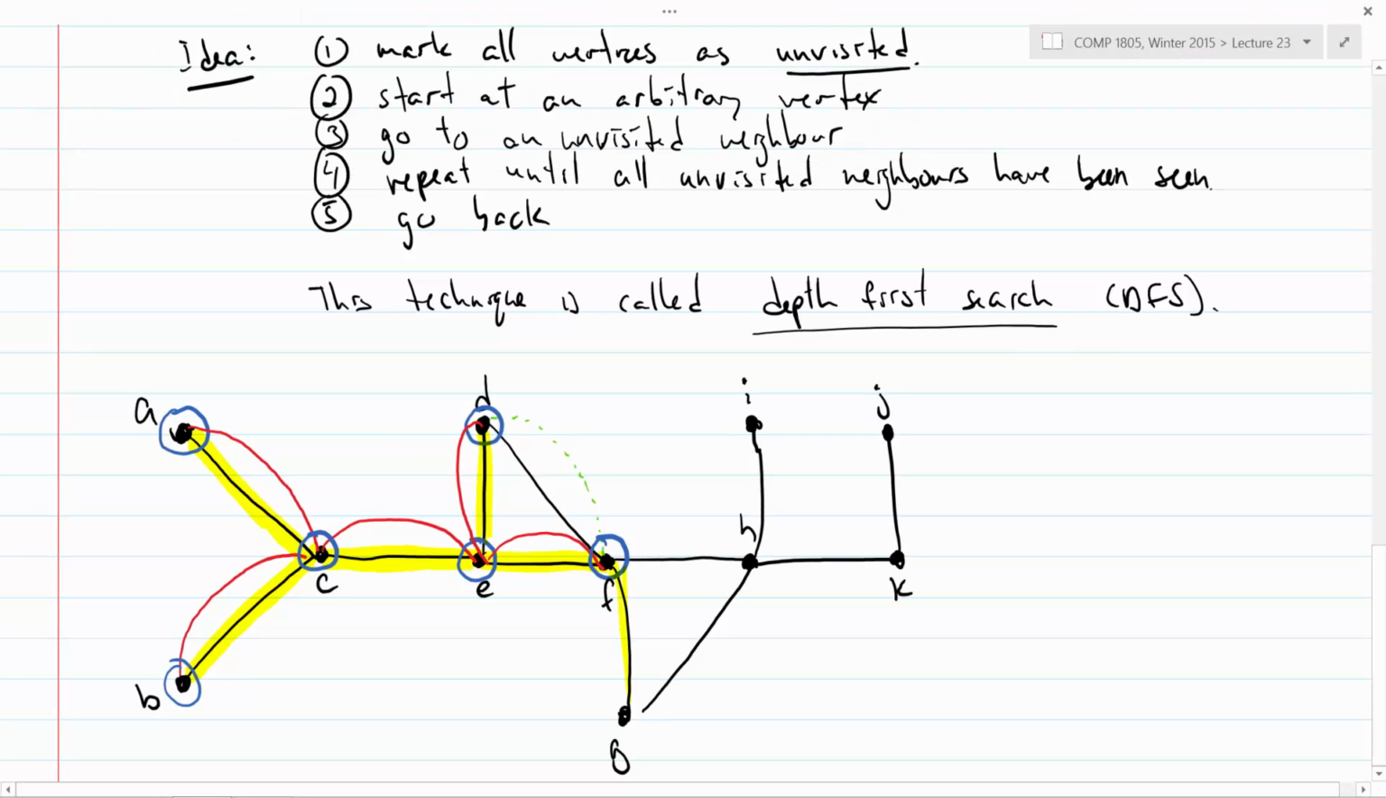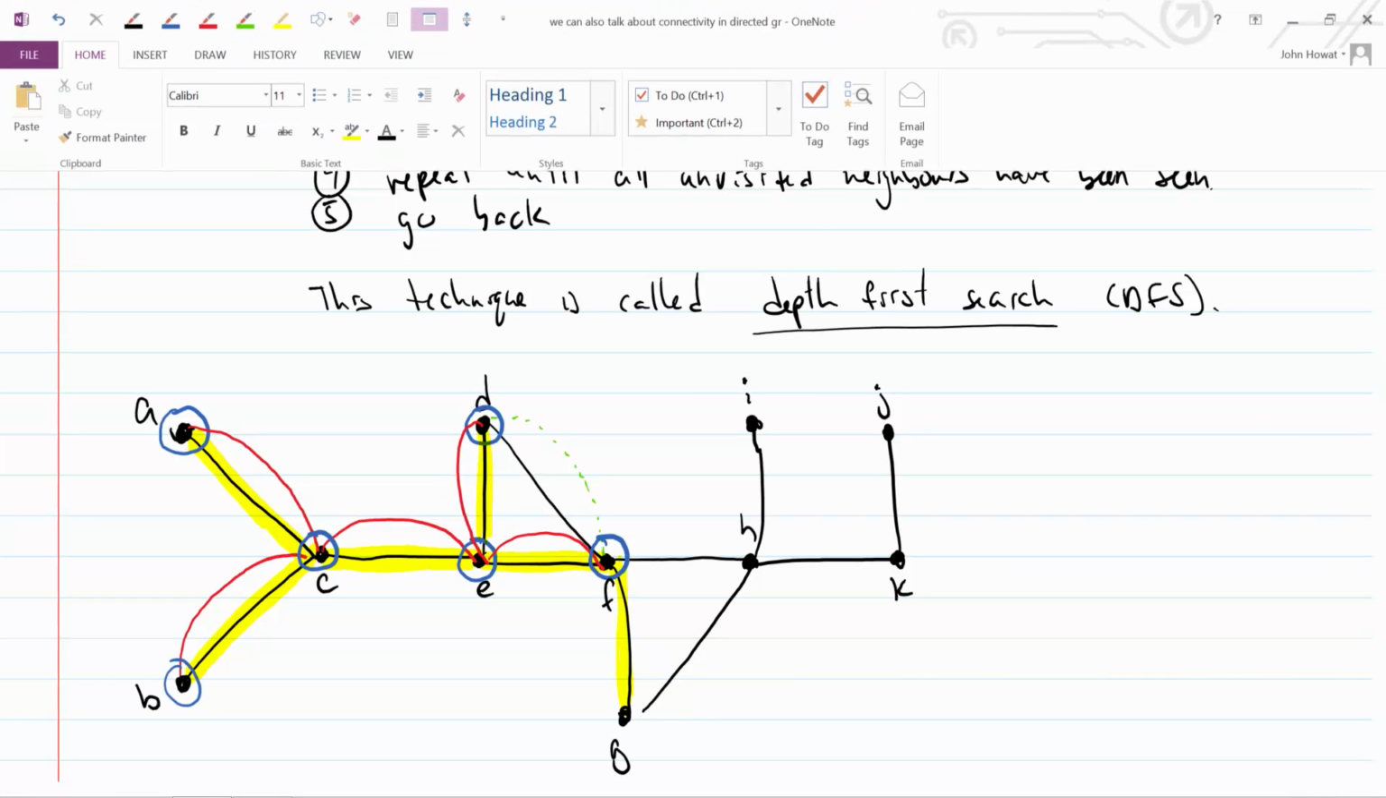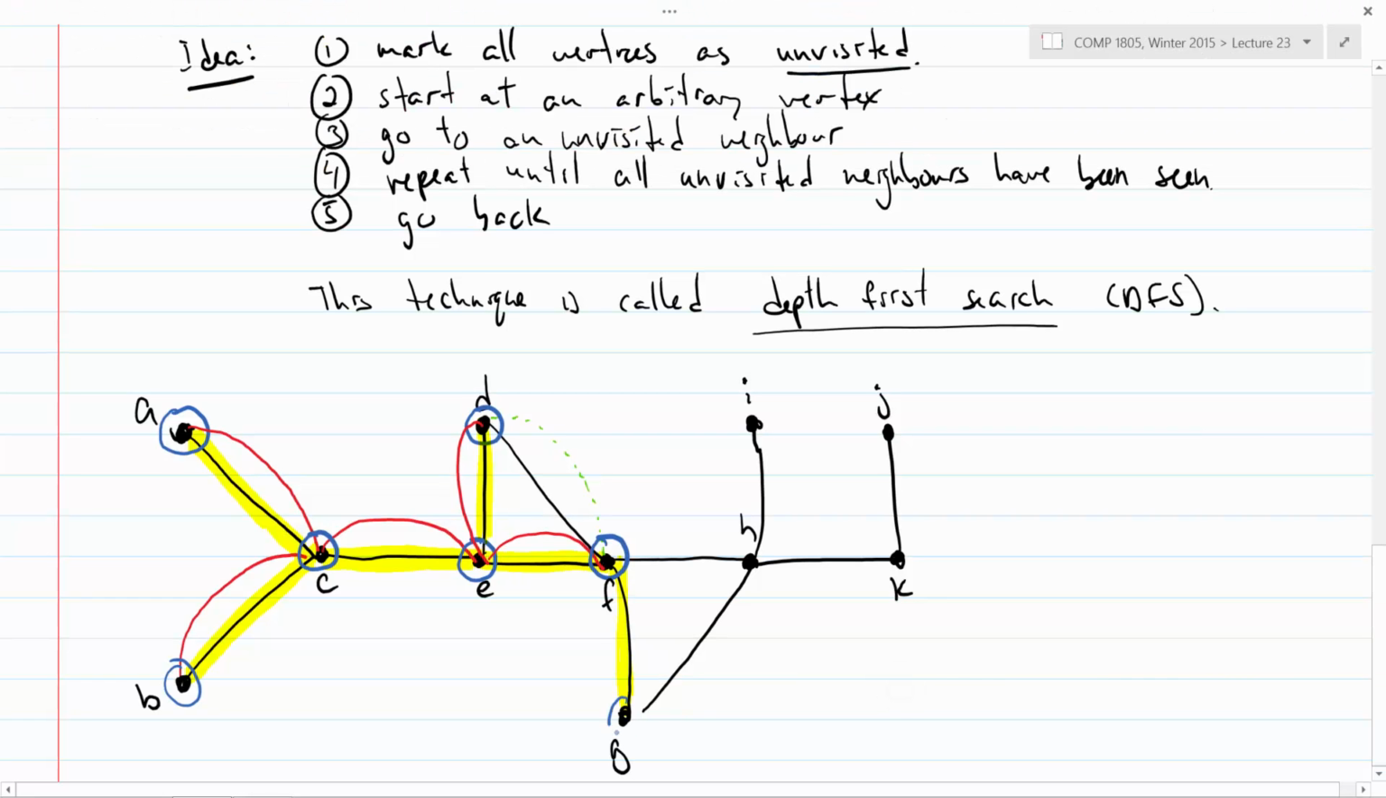So I walk down to G, and I visit G. Now I look for an unvisited neighbor of G. H is such a neighbor, so I walk over to H. I look for an unvisited neighbor of H. Let's say I. I visit I.